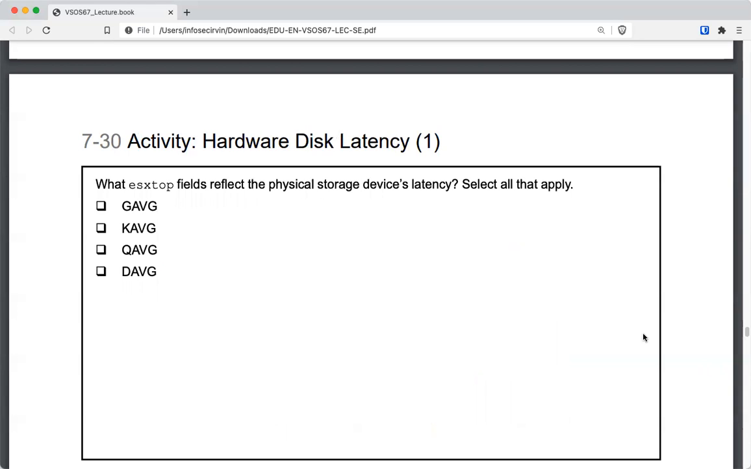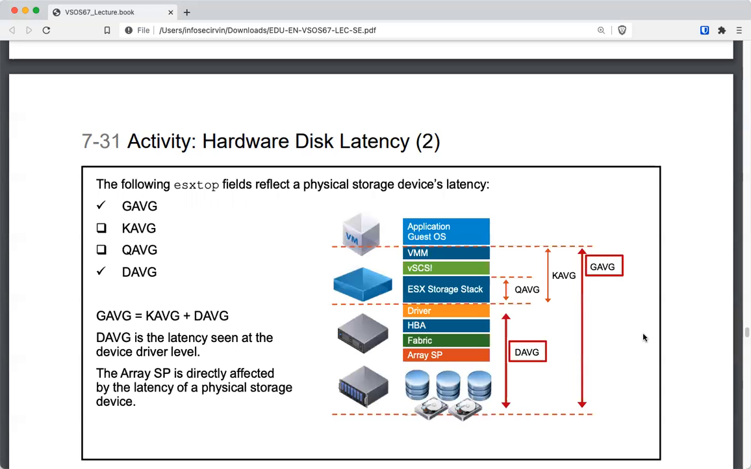So here's the question. What esxtop fields reflect the physical storage's device latency? And the answer is the first and last.